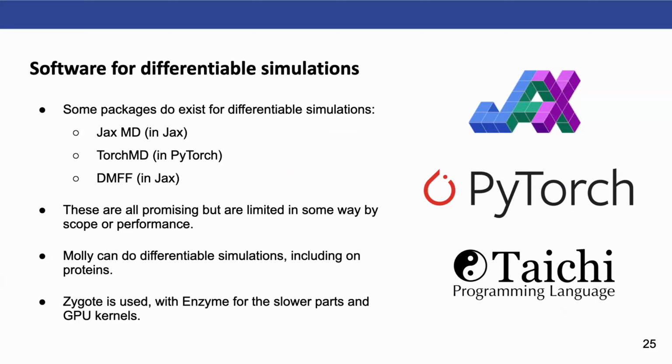And so we do differentiable simulations. On the release version, we use this kind of Frankenstein mix of Zygote and Enzyme. Enzyme is used for the slow bits because it's faster, and it's all glued together with Zygote. On the development branch, it's Enzyme all the way through.